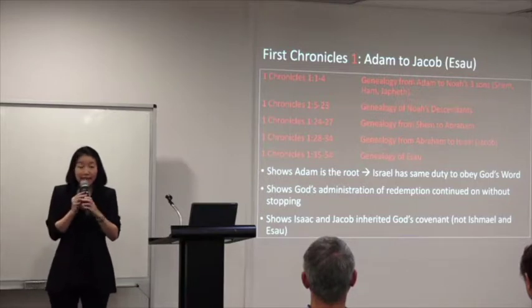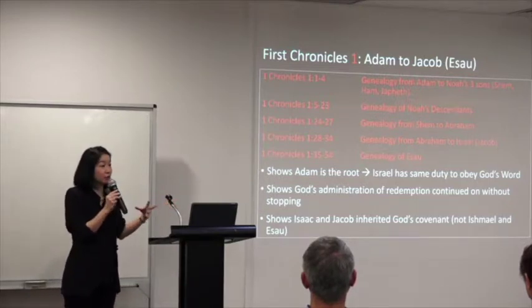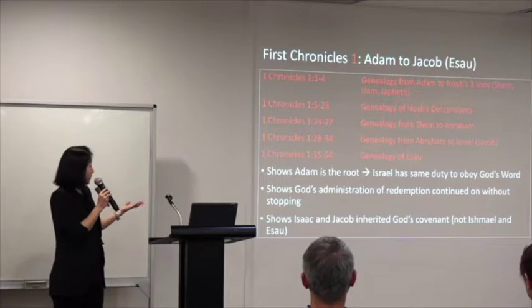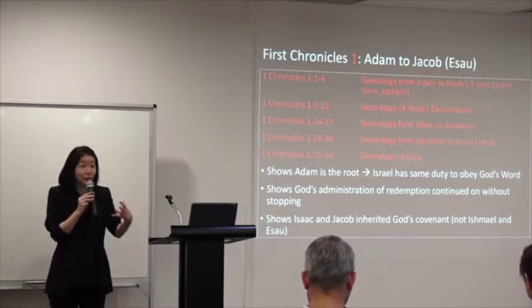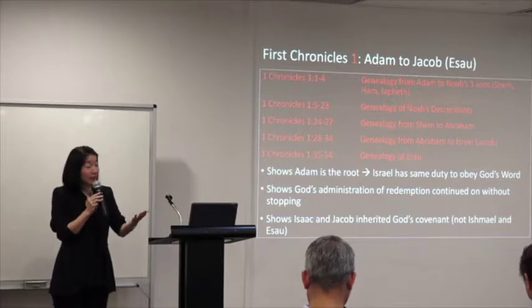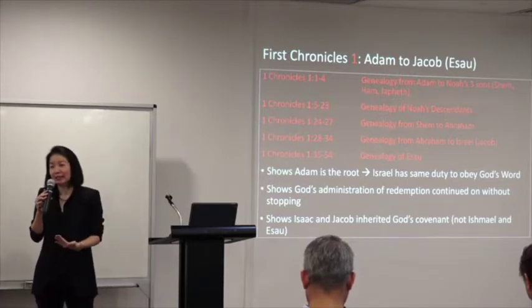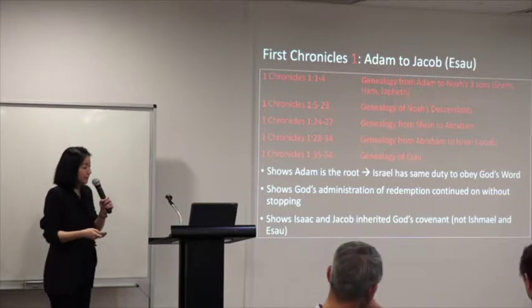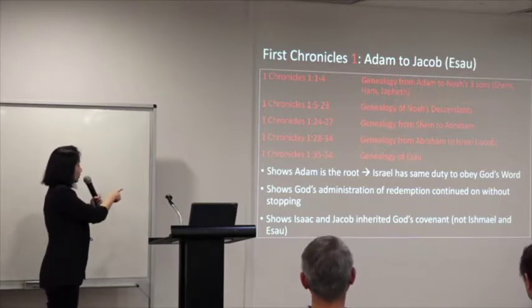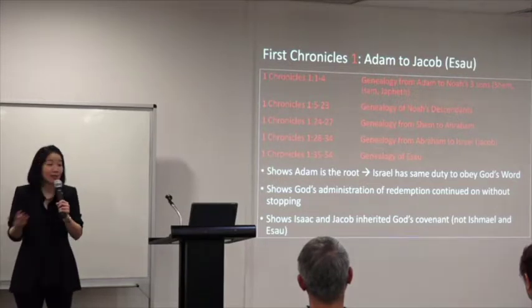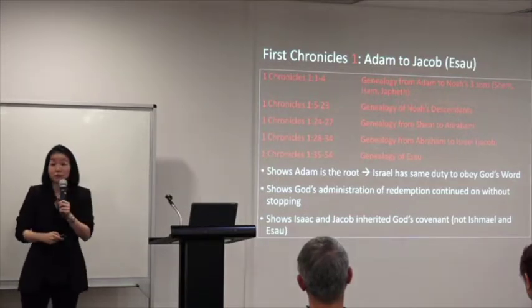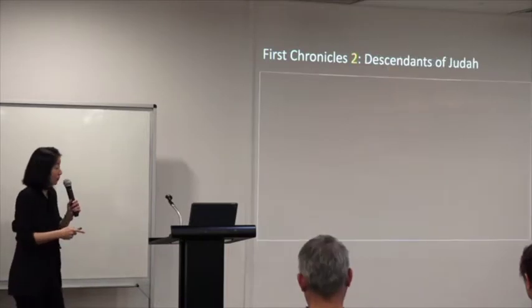It tells us that Adam is in here. He is the root, and God gave him a duty to obey His word in the Garden of Eden. That same duty and the same mission is passed down through his lineage, through his descendants. So it proves to us God's administration of redemption. His salvation work starts first with the first man. It starts from Adam. And it doesn't stop.